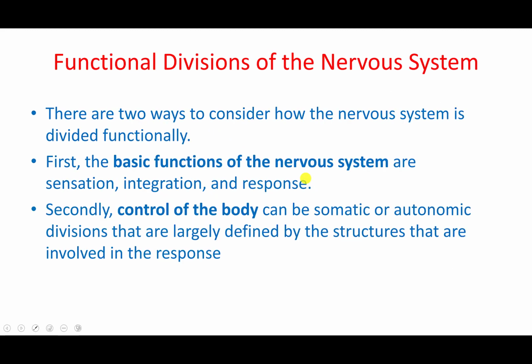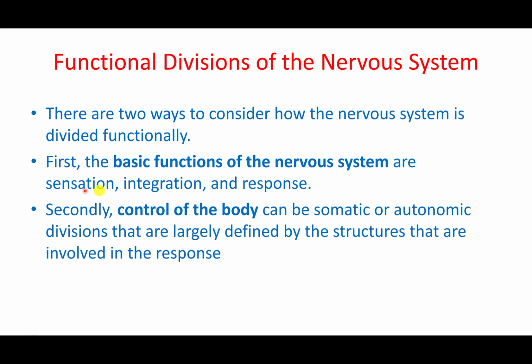Function-wise, there are two major functions of the nervous system. The first one, there are the basic functions that are regarding sensation, integration, and response. Then there are functions related to the control of the body. And these later we are going to see them, the somatic or autonomic division, that they can define the status of the body, and there are certain structures that are involved in either or both of these systems. So before going into this, maybe in the following chapters, let's start with the basic functions of the nervous system.